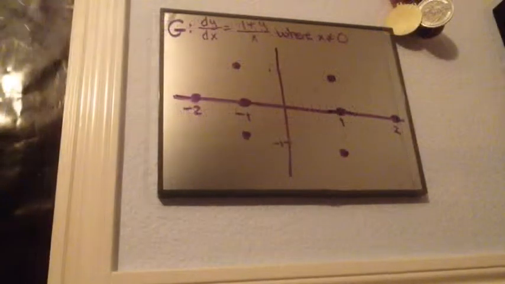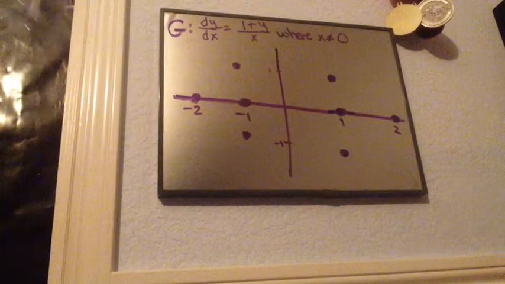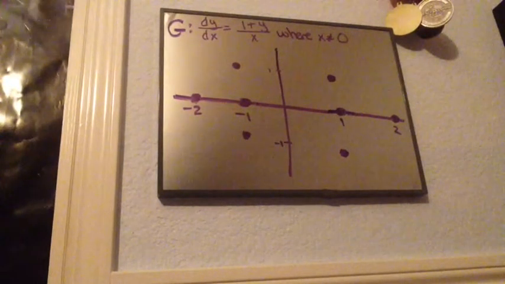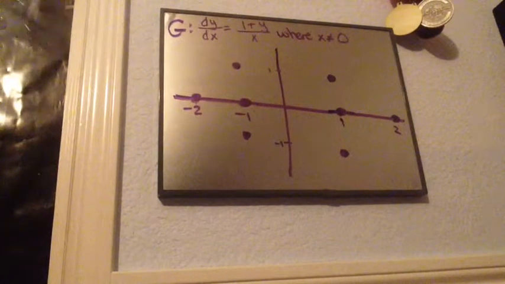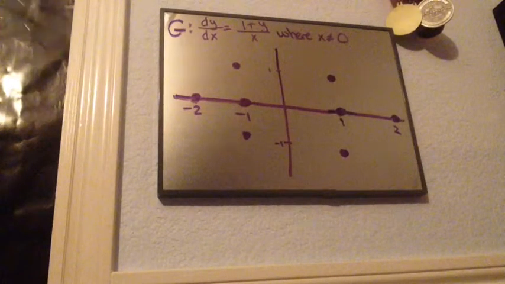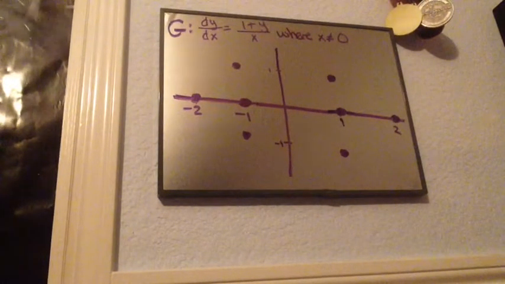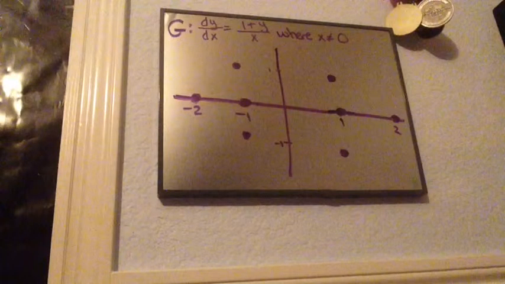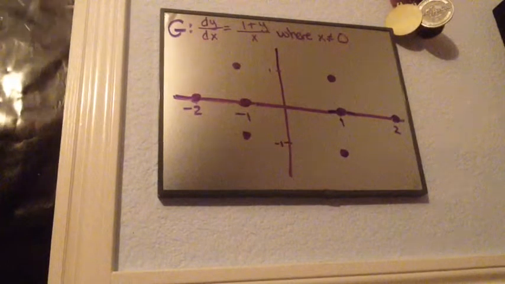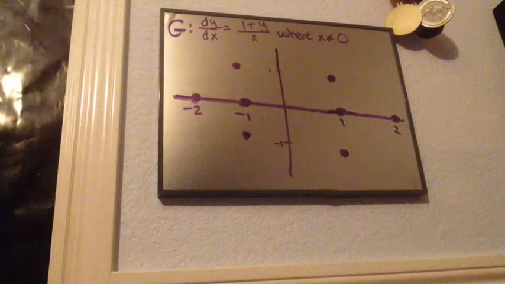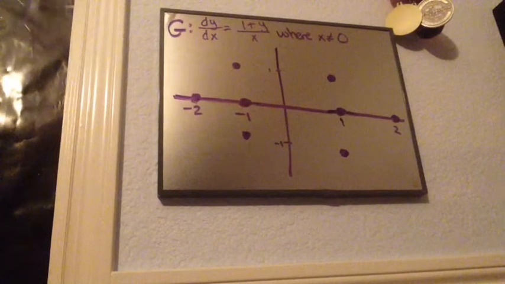So for part A, they give you a slope field that looks like this, and they ask you to show the slopes at each of those dots. So what you're going to do is plug your x values and your y values into that derivative function that they gave you to find those slopes for the original function. Not for this derivative, but for the original function.